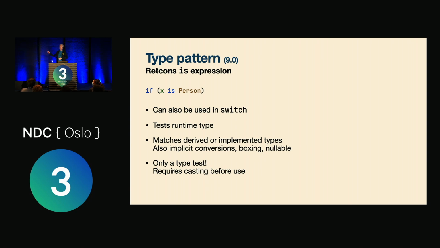Now, this does look a little bit familiar. This has been around since C# 1, but in C# 9, they introduced a type pattern, which effectively changes how the is operator works. So instead of it being an actual type expression and a type check, it is now a pattern check. And x is person is now a type pattern. So it kind of retcons this and retroactively makes that into a pattern statement. But this particular syntax only tests for a type.